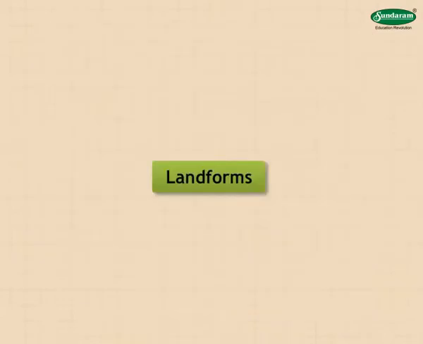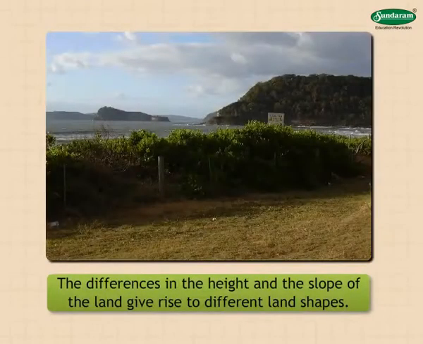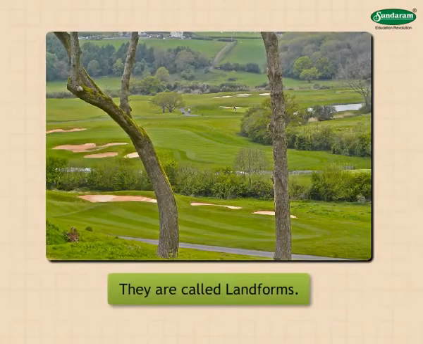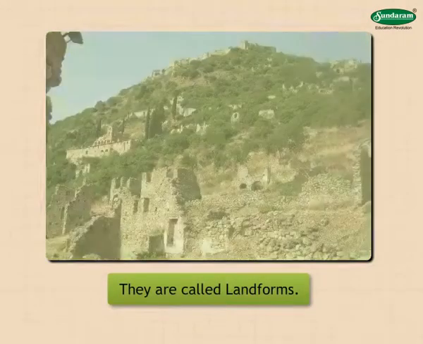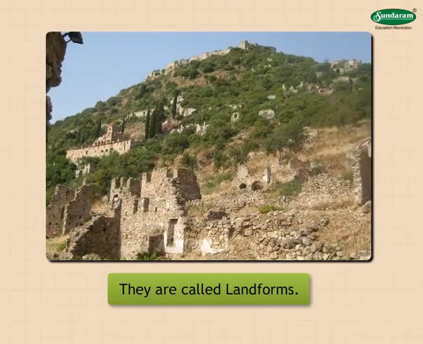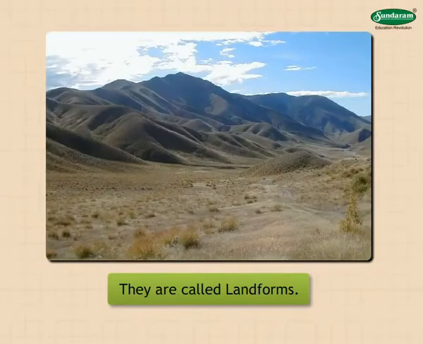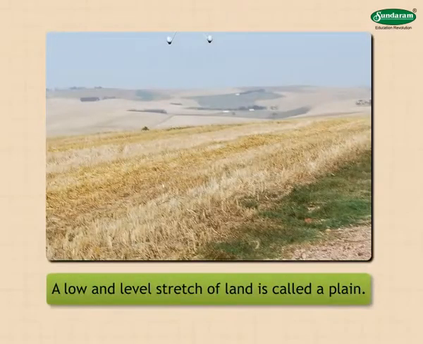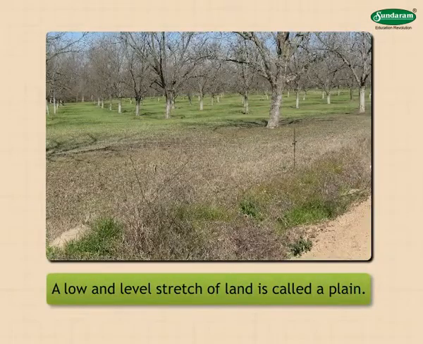Landforms. The differences in the height and the slope of the land gives rise to different land shapes. They are called landforms. Let us study the different landforms shown in the above picture. They are numbered from 1 to 11. Plain. A low and level stretch of land is called a plain.